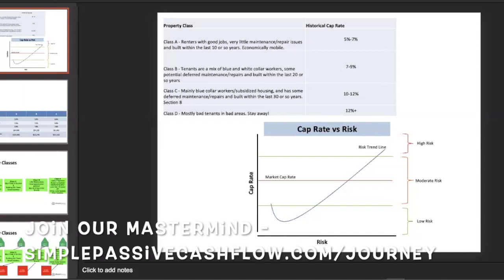So this is why everybody's kind of making their way to all these different asset classes like mobile home parks. Mobile home parks used to be double-digit caps originally, but now you're seeing it come back to earth, in the 5 to 8% range. That makes sense to everybody.